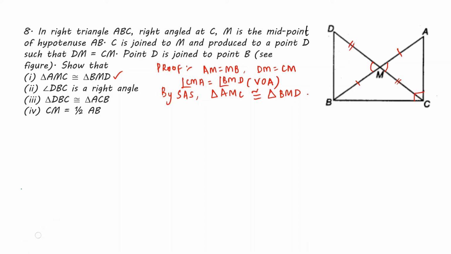Now, let's look at the next one. We need to prove that angle DBC is a right angle, which is angle DBC is 90 degrees. Since we know that triangle AMC is congruent to triangle BMD, by CPCT, angle ACM is equal to angle BDM and side DB is equal to side AC.